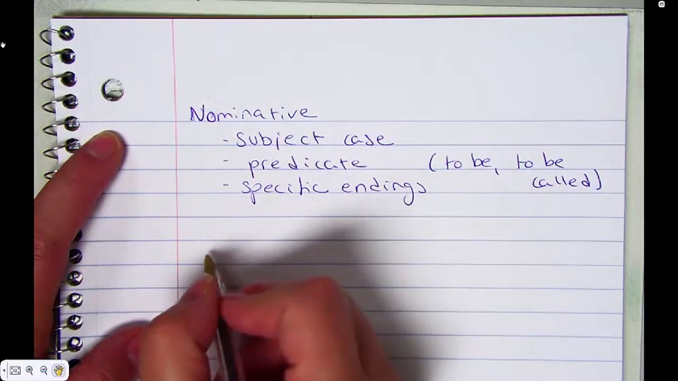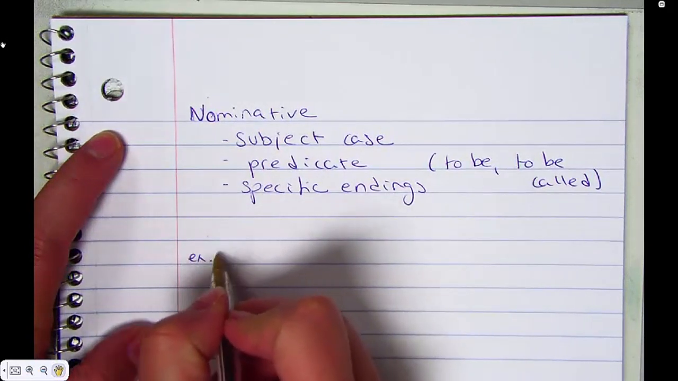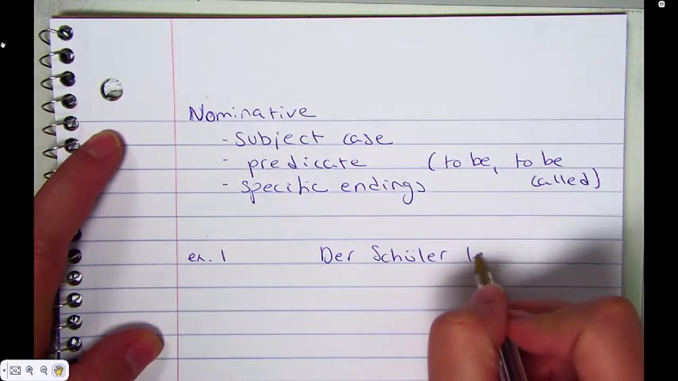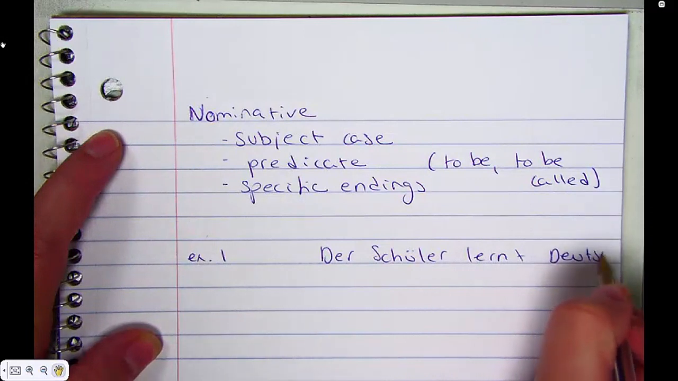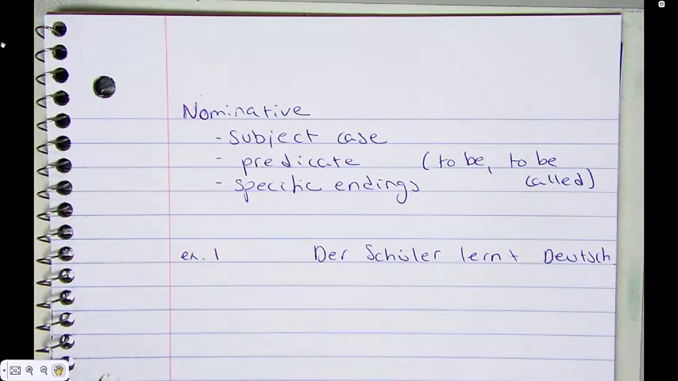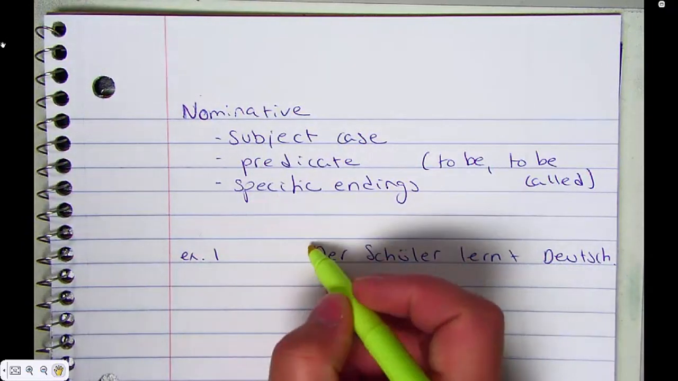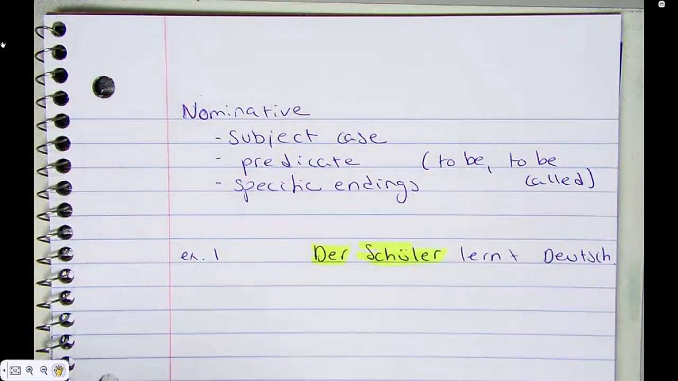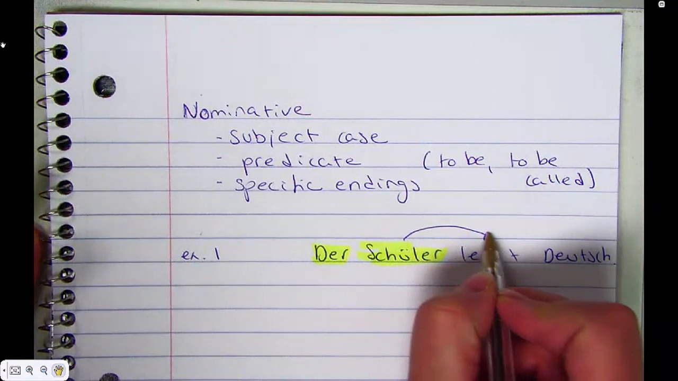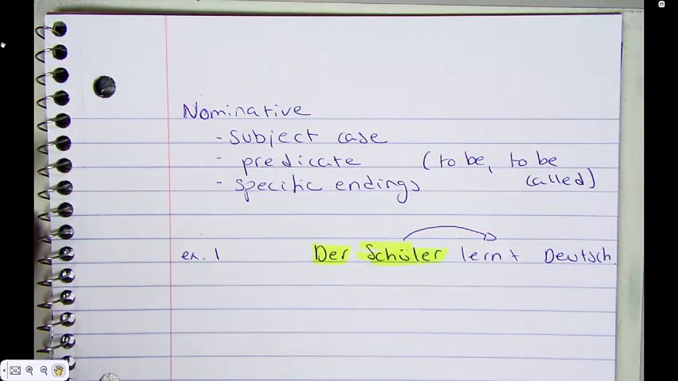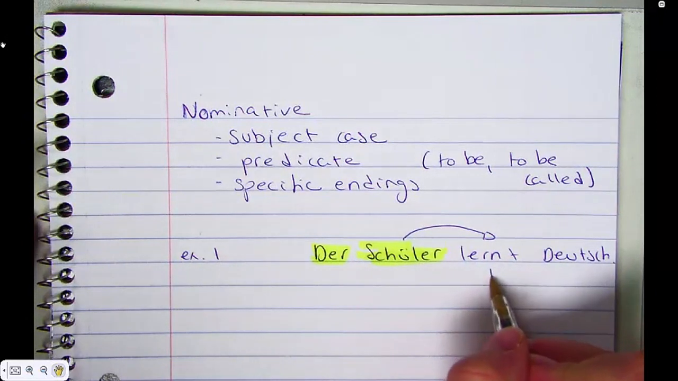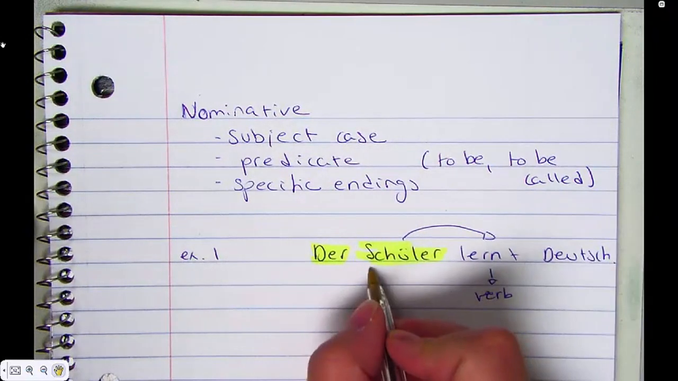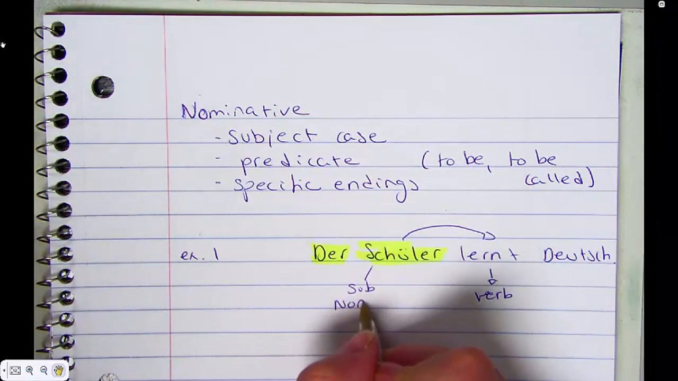So I'm going to give you guys a couple of examples. Der Schüler lernt Deutsch. So in that example, in Der Schüler lernt Deutsch, you've got der Schüler in nominative case, and that's because this is the actor in the sentence. Okay, another thing to remember with that is whenever you have a verb, it is conjugated for the subject. So subject, nominative case.